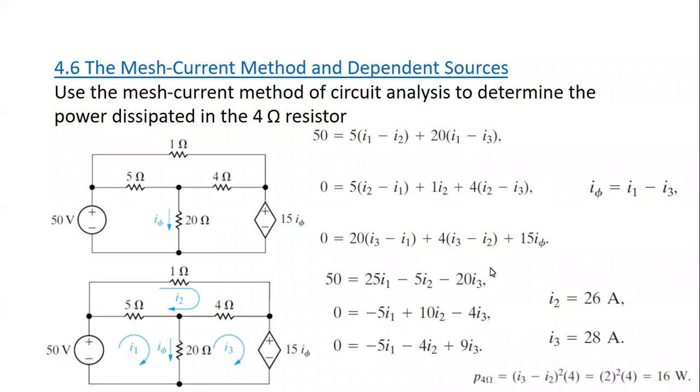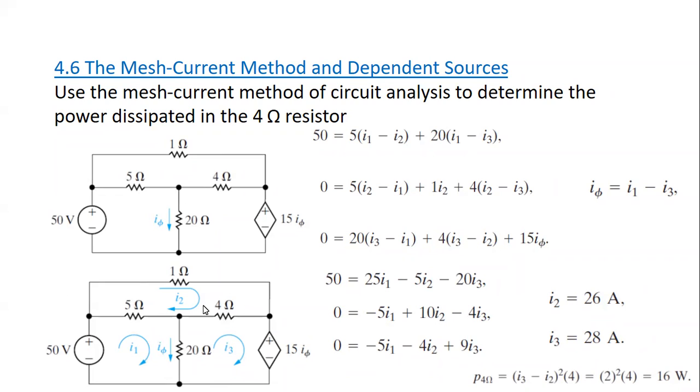So now I have 3 equations, and they are rewritten and ready to be solved. So you can find I1, I2, I3. In this case, I2 is 26, I3 is 28. The author didn't find I1 because he is not interested in its value, because we need to find the power in this 4 ohm resistor.